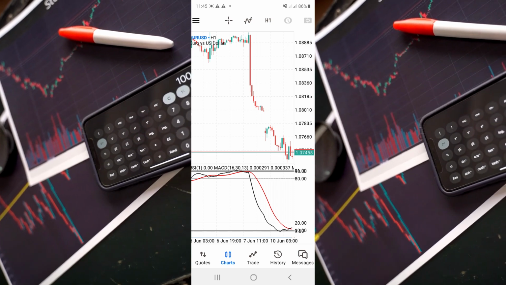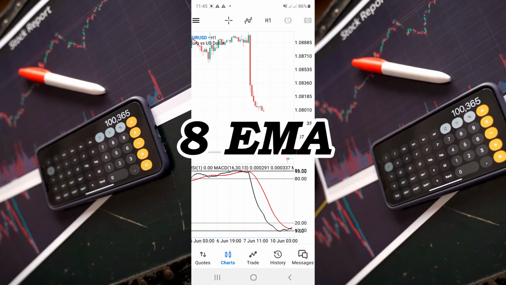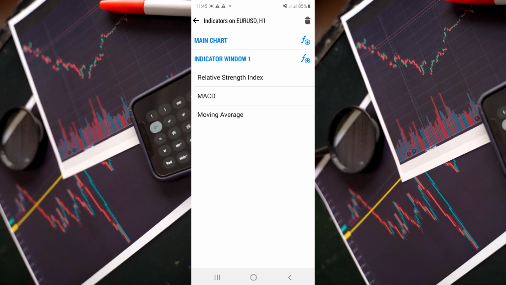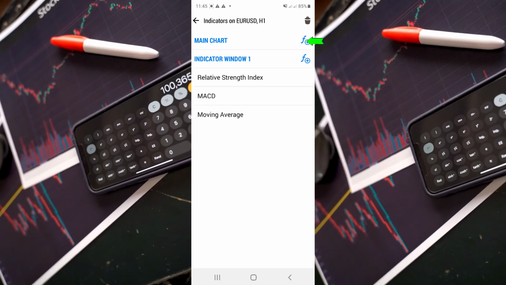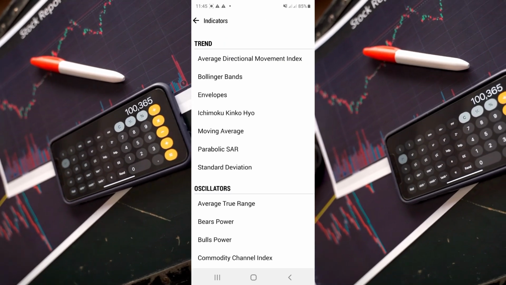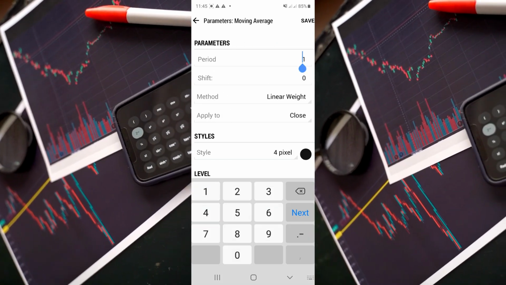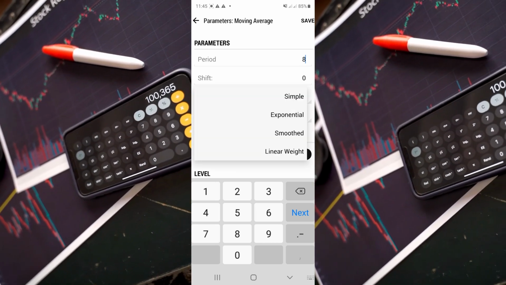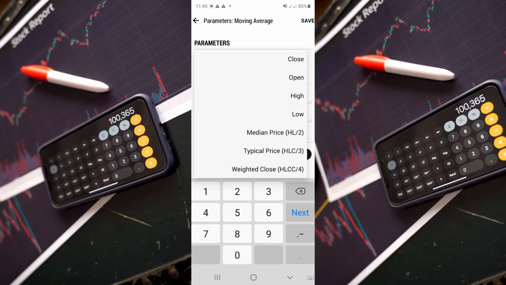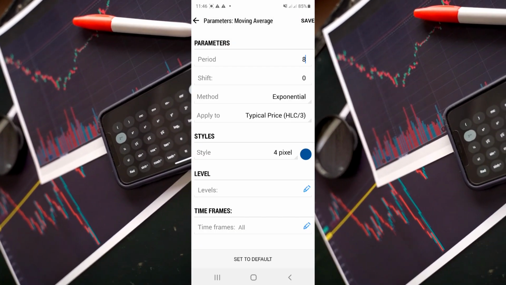So now we are going to add our last indicator, which we call the 8 exponential moving average or the T line. This time round we are adding the moving average to the main chart, not the indicator window. So we shall select the main chart right here, then head onto the indicator list, then look for moving average. We shall change the period to 8. Since this is the 8 exponential moving average, we keep the method at exponential, then we apply it to typical price, then we change the style to blue, then press save.